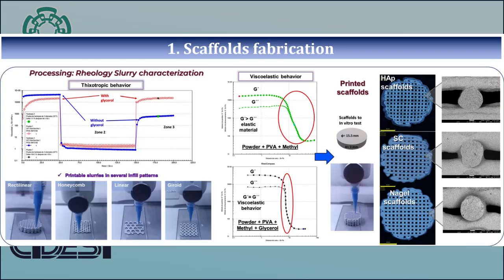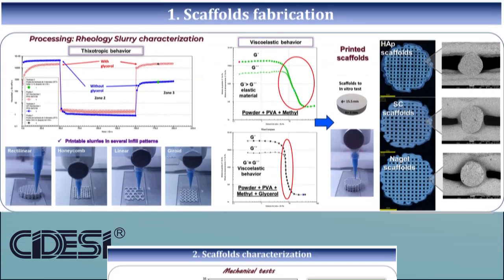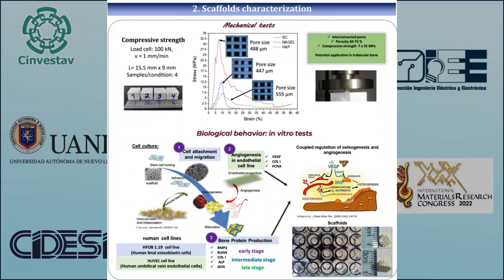The printing parameters that allow the extrusion of the bioceramic slurry were pressure, density, printing speed, and nozzle size, to manufacture a scaffold with a rectilinear fill pattern. Scaffolds obtained from hydroxyapatite, silicocarnotite, and nagel-smithite phases, with structural and morphological characteristics, show the porosity, pore size, and compressive strength of trabecular bone.